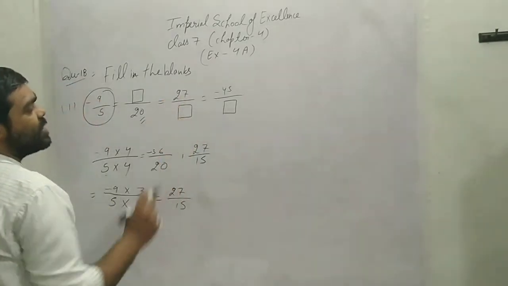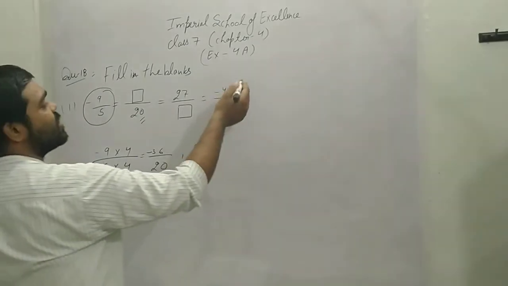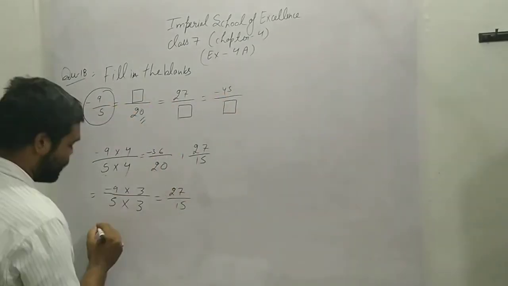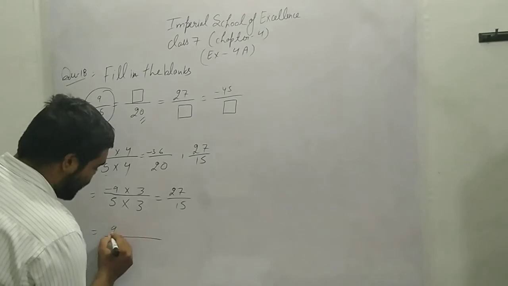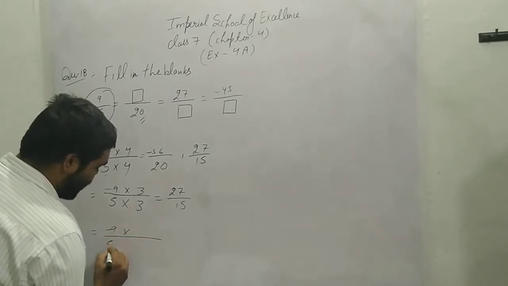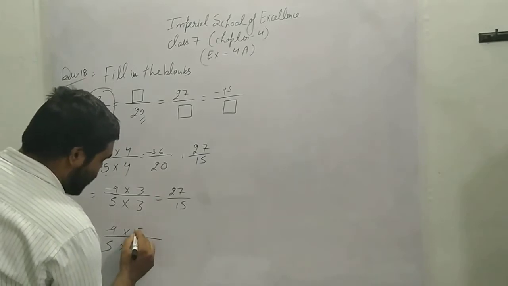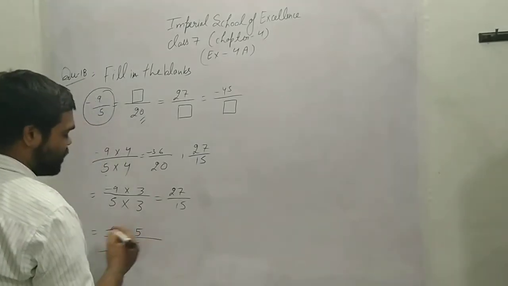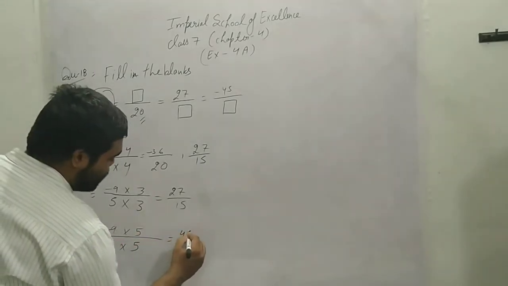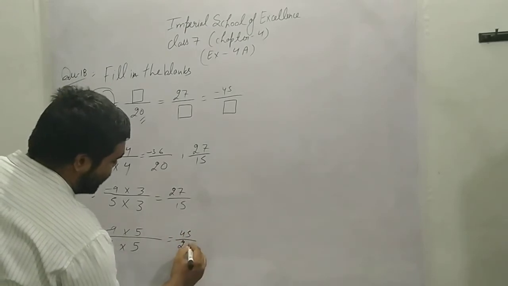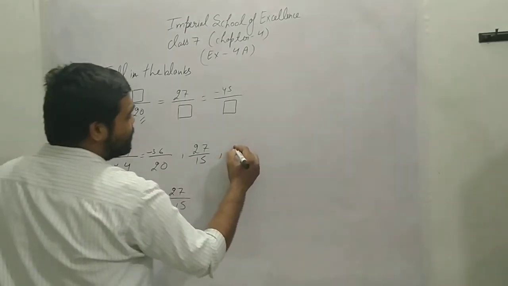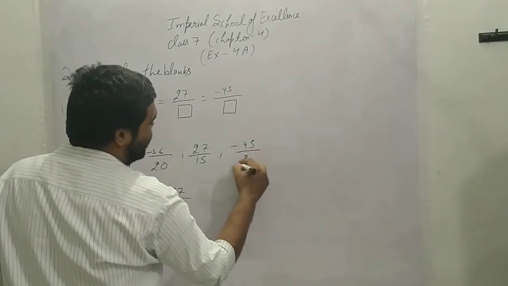Now third is given here 45. How many times does 45 come in the table of 9? -9 into 5. 9 5s are 45. It means you have to multiply and divide by 5. 9 5s are 45 upon 5 5s are 25. The third number is -45 upon 25.